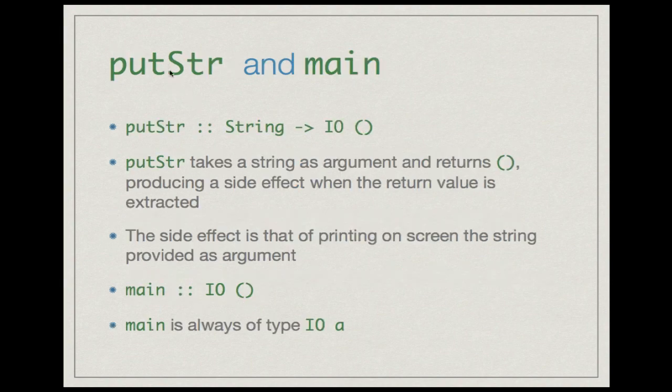So let's get back to putStr. putStr is of type String -> IO (). putStr takes a string as argument and returns the empty tuple. And in the process of producing the empty tuple as output, it also produces a side effect when the return value is extracted. The side effect in the case of putStr is that of printing on screen the string that is provided as argument. Main, as you can see, is of type IO (). Main is always of type IO A for some A.